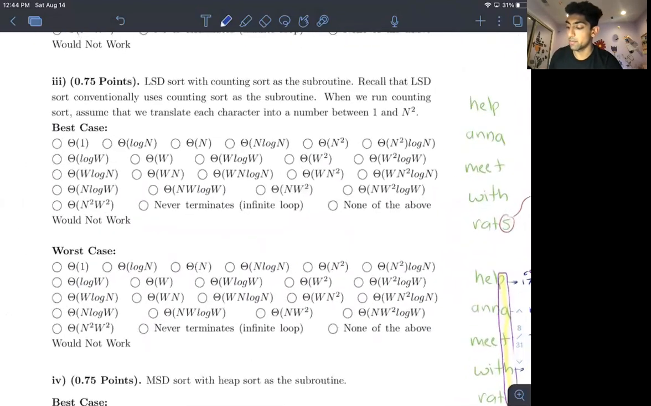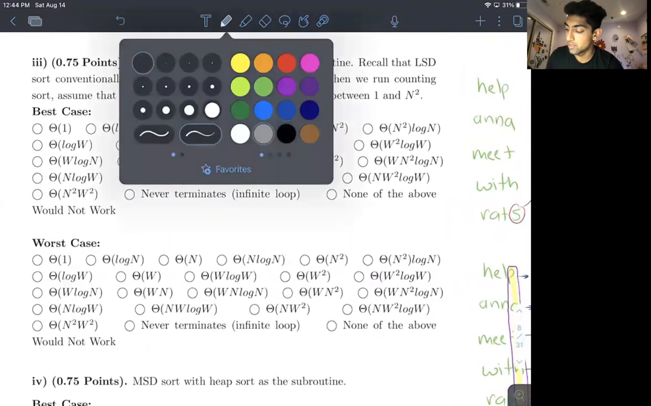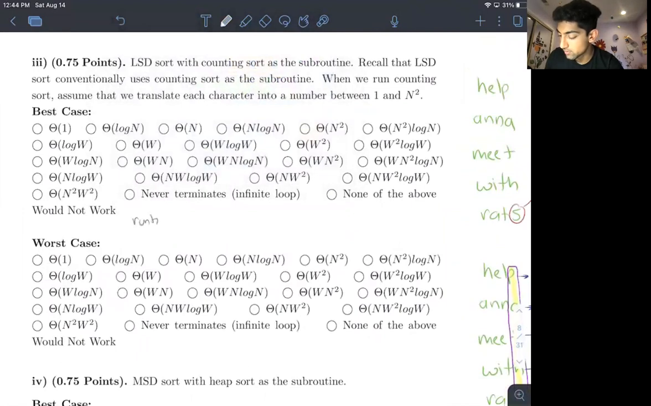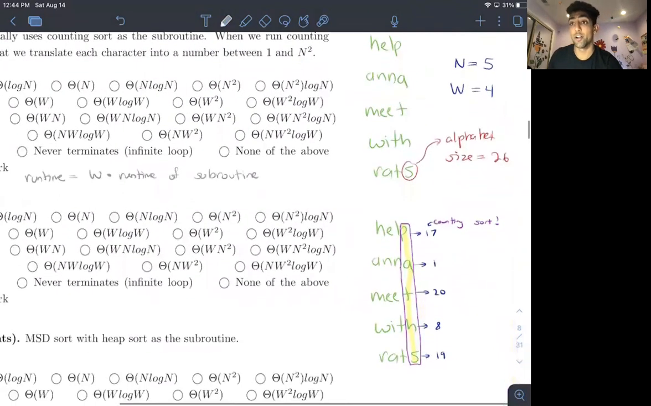When we look at the runtime of LSD radix sort, the runtime of LSD radix sort is equal to W times the runtime of our subroutine. A subroutine is the algorithm we use to sort all of these strings on one digit. In this case, our subroutine is counting sort.